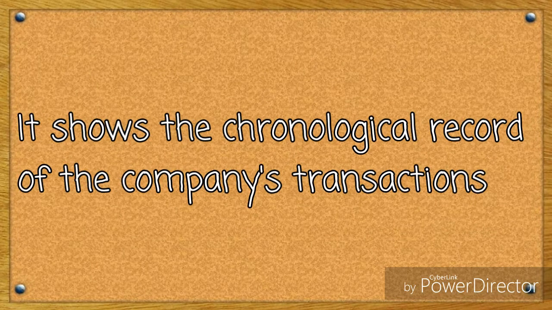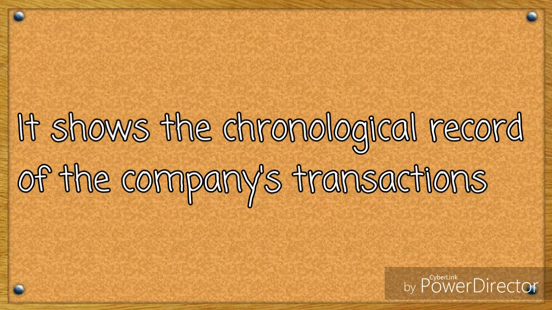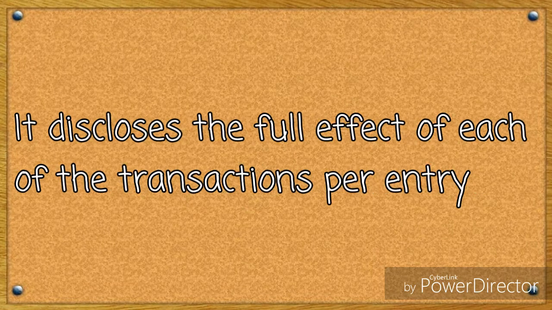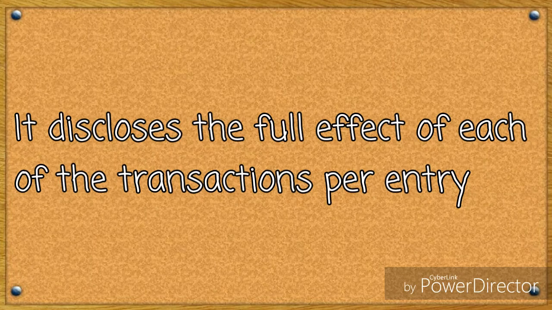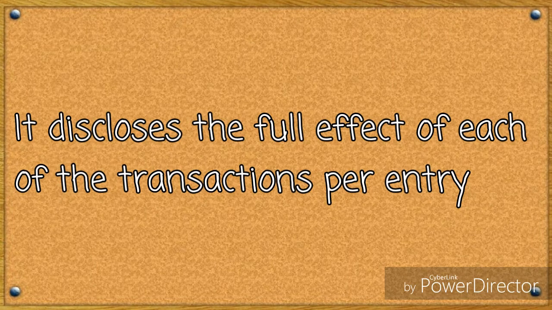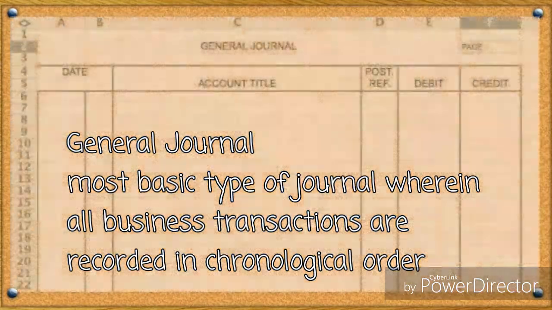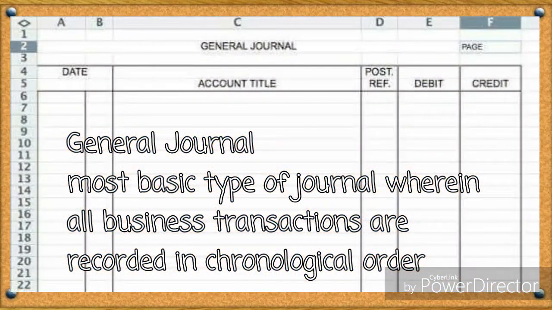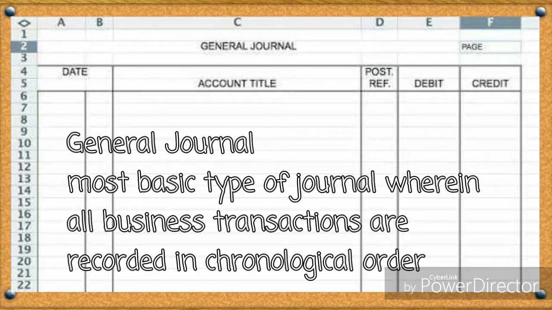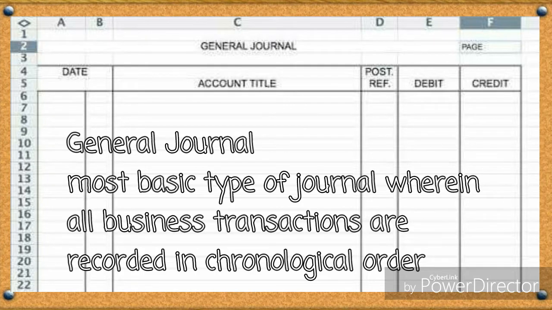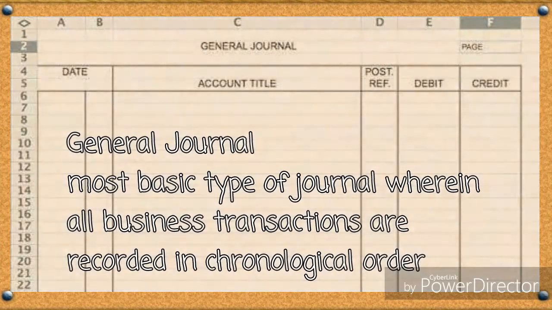1. It shows a chronological record of the company's transactions. 2. It discloses the full effect of each of the transactions per entry. 3. It serves as a check and balance tool of the company. General journal. The most basic type of journal wherein all business transactions are recorded in chronological order.